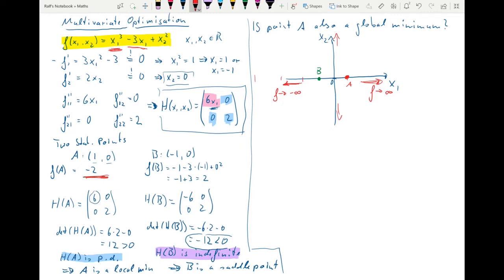So at this stage, we are basically finished. And why are we finished? Well, the question was, at this point A, the function value was -2, and that was a local minimum. But we have found a direction in the domain of the function, along the x1 axis towards -infinity, where the function value will go to -infinity, so it will drop below -2. So we already know from this that point A is not a global minimum.